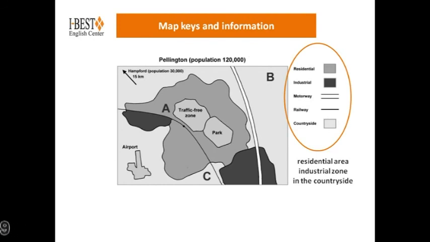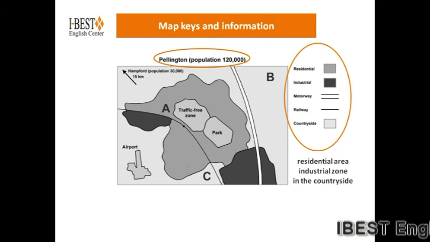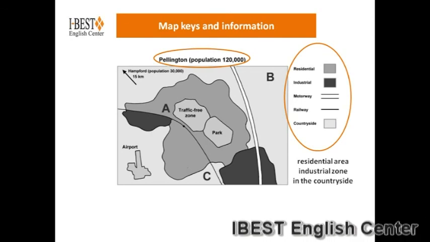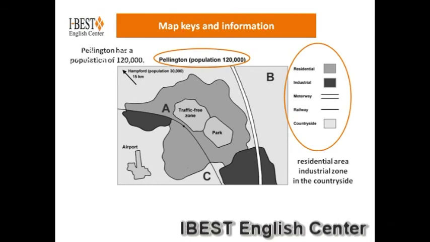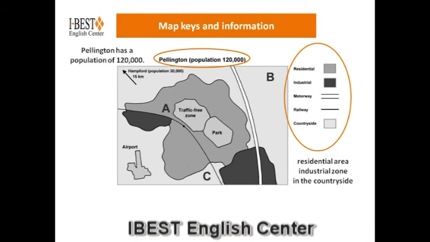If the map gives information about the population of a town, don't forget to include this in your report. Here is a typical sentence structure for this type of information. Pellington has a population of 120,000.